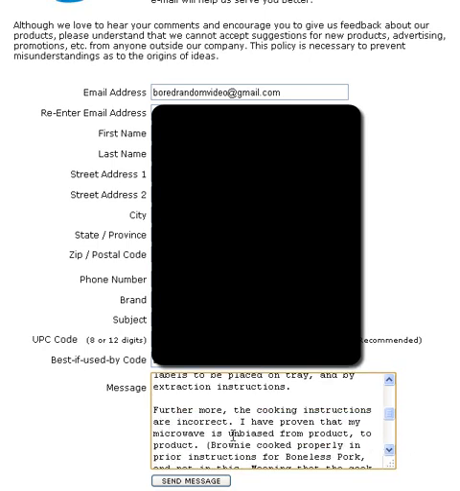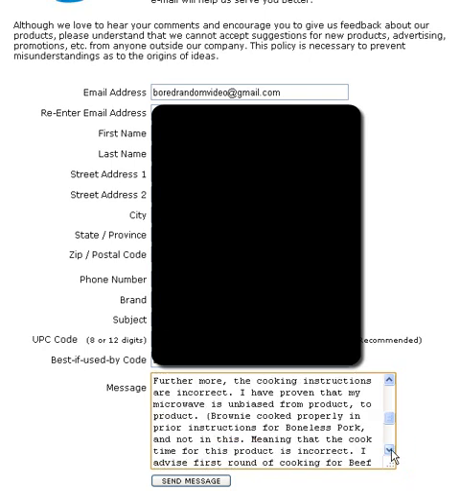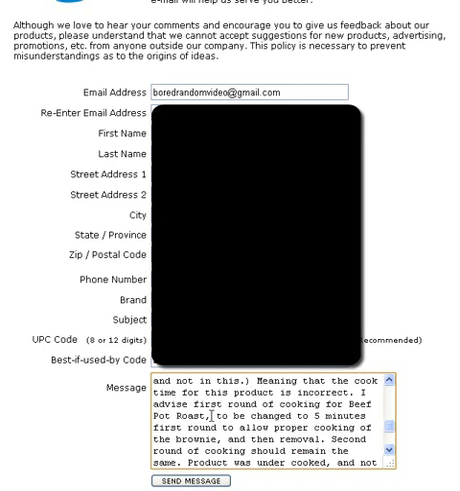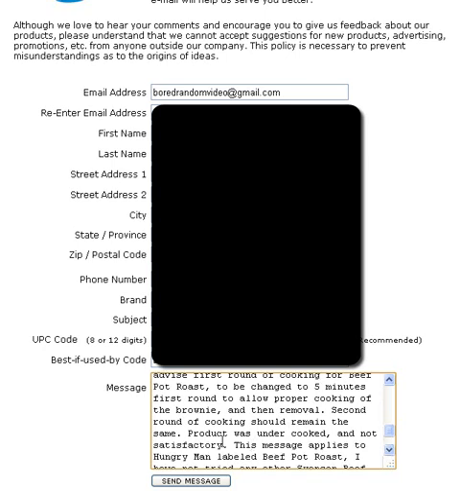Furthermore, the cooking instructions are incorrect. I have proven that my microwave is unbiased from product to product. The brownie cooked properly under prior instructions for boneless pork and not in this, meaning that the cook time for this product is incorrect. I revise the first round of cooking for beef pot roast to be changed to 5 minutes, to allow proper cooking of the brownie and then removal. The second round of cooking should remain the same. Product was undercooked and not satisfactory.